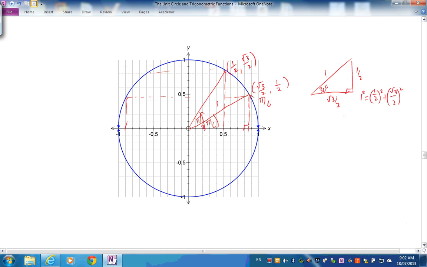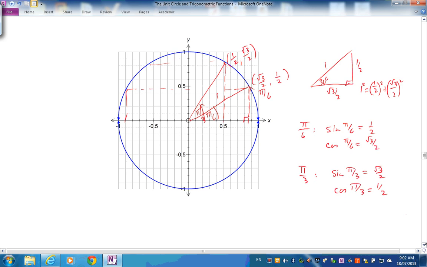So the ones we want to remember now is that the pi on 6 angle has the sine of pi on 6 equal to a half, the y coordinate, and the cos of pi on 6 equals the x coordinate, root 3 on 2, and double pi on 6 is pi on 3, and its sine is the opposite way round. It's root 3 on 2, and its cos is a half. So they are the exact values. All right, let's come down and have a look at what that means.